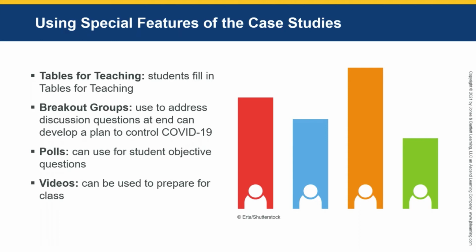Secondly, as I said, the breakout groups, I think, are a very useful format in terms of using them for the discussion questions. I find polling is very useful. You can use the objective questions in that format. You can use either the student questions from the case, or I think you'll find it useful to have the additional questions that the students don't have that are part of the test bank. And finally, there's the videos.